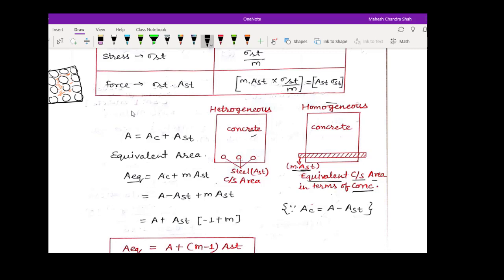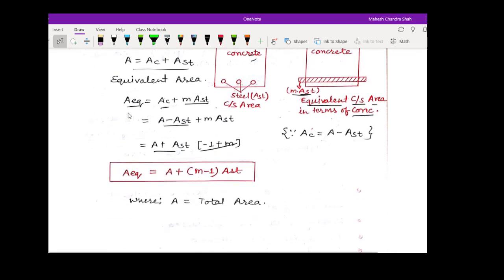So this equivalent area will be equal to Ac, and now Ast is converted to m Ast as equivalent. So Ac can be written as A minus Ast plus m Ast, and the final equation becomes A plus Ast into (m minus 1). In some books it is written as m minus 1, so it is okay. The equivalent area: A is the total cross-sectional area of the section, m is the modular ratio, and Ast is the area of steel.